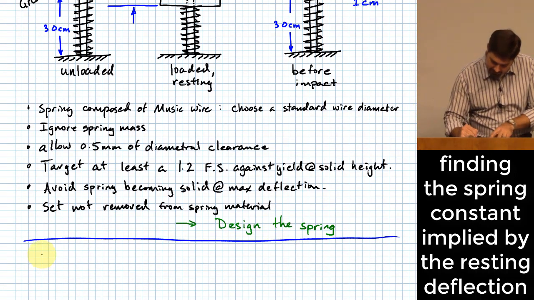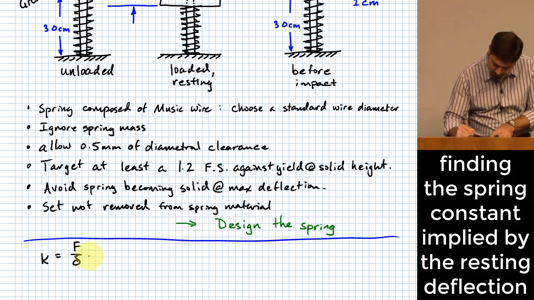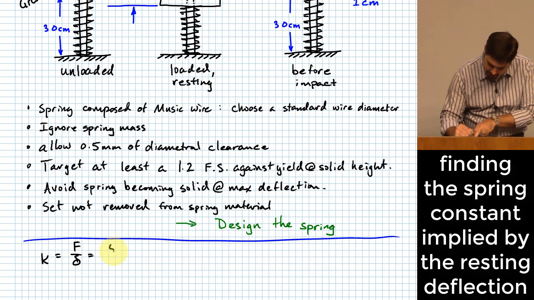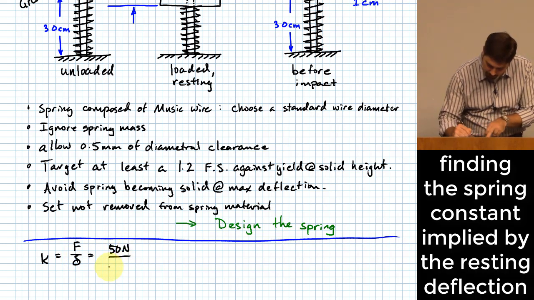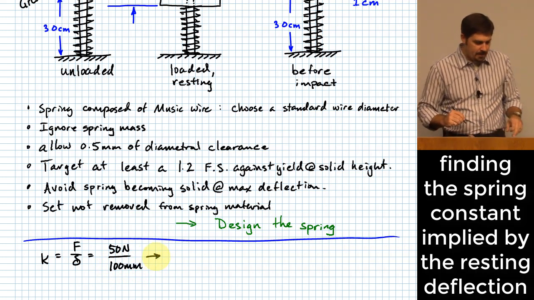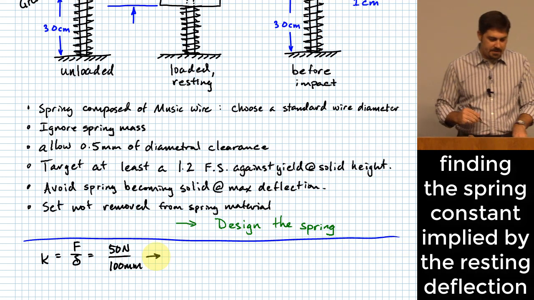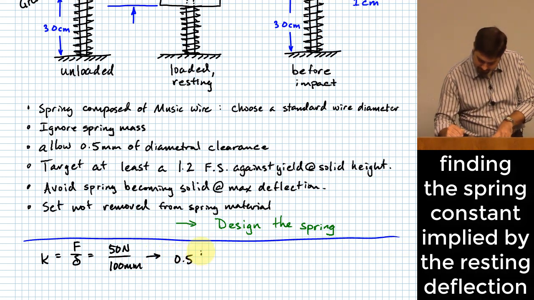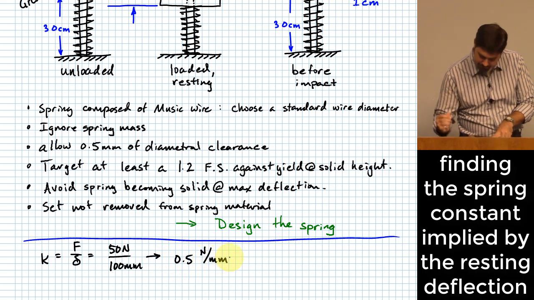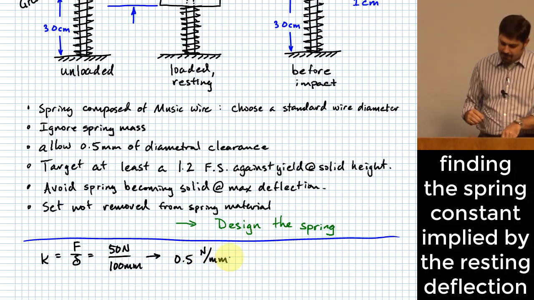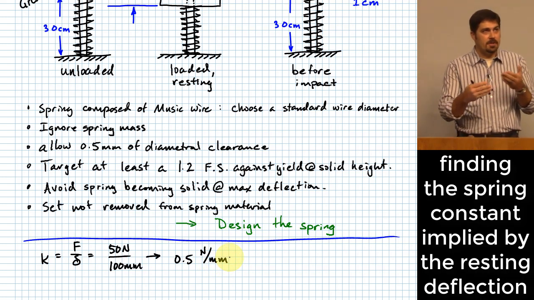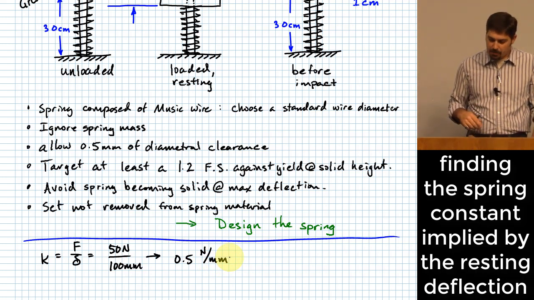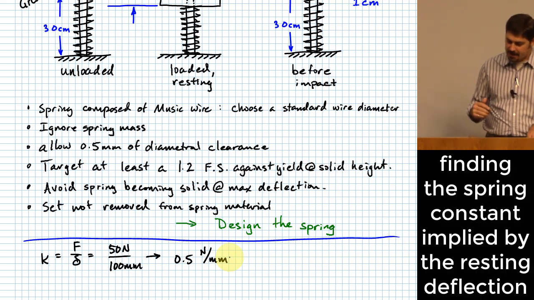Okay. Yeah, k is equal to F over delta. And this is just going to be equal to 50 newtons over 100 millimeters. Right, and what this ends up being is half of a newton per millimeter. Okay, so that's one of the things that's good for us to know, what this spring constant is. That's going to be important when we start getting into the process of really designing this.